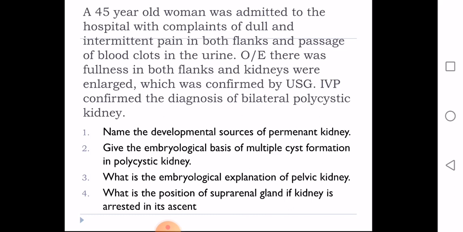So, the questions to you are: name the developmental sources of the permanent kidney. Give the embryological basis of multiple cyst formation in polycystic kidney. What is the embryological explanation of pelvic kidney? And what is the position of the suprarenal gland if the kidney is arrested in its ascent? So by the end of this class, you should be able to answer these questions.